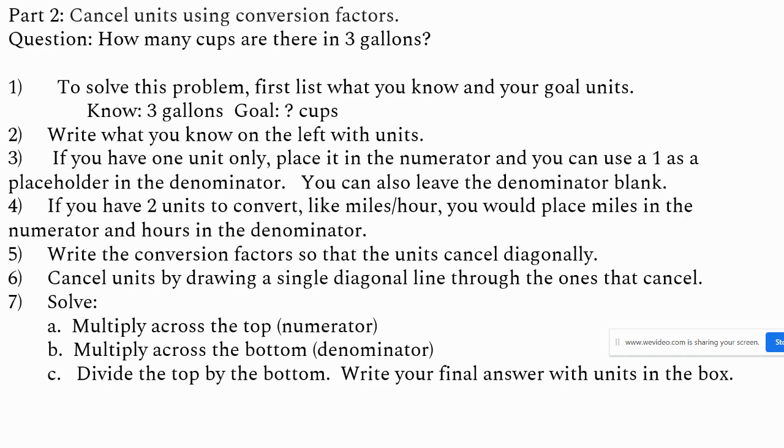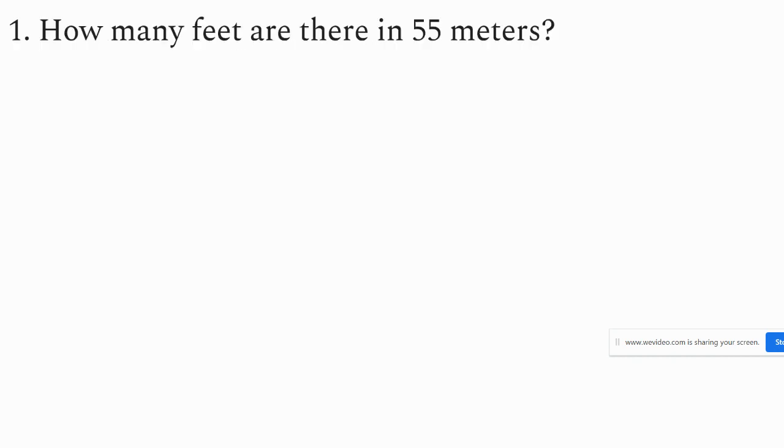If you have 2 units to convert, like miles per hour, you're going to place the miles in the numerator and the hours in the denominator. And then you're going to write the conversion factor so that the units will cancel out diagonally. Multiply across the top, multiply across the bottom, and then divide so that you end up with the correct answer. And you guys were starting to catch on to that yesterday.